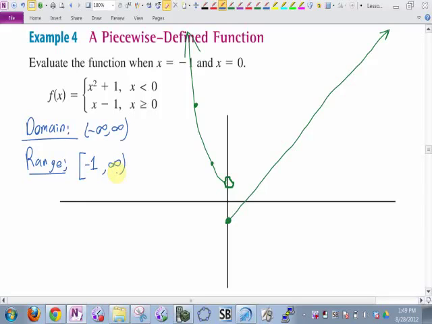Okay? So does that make sense? And then the question asked, what is f of -1?